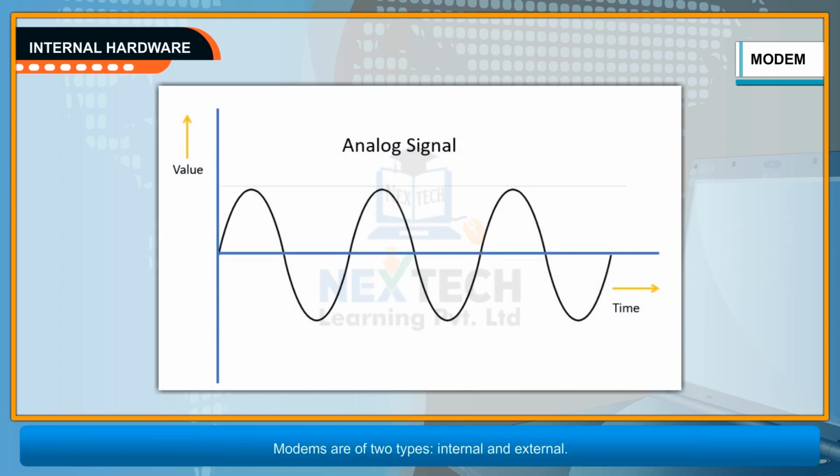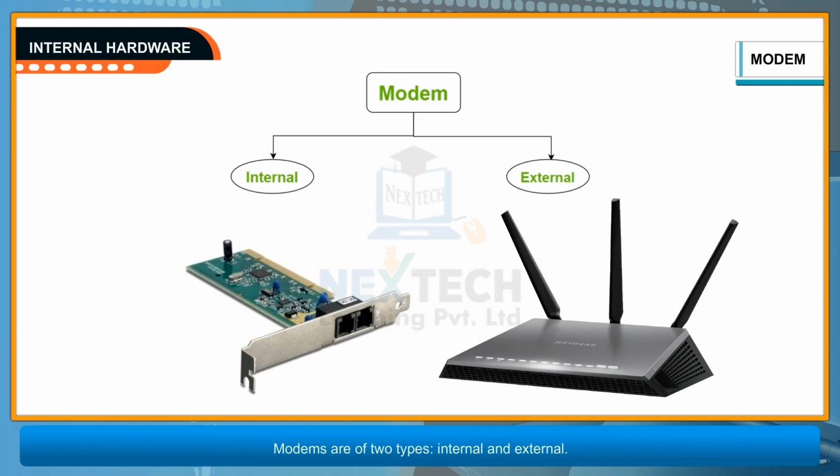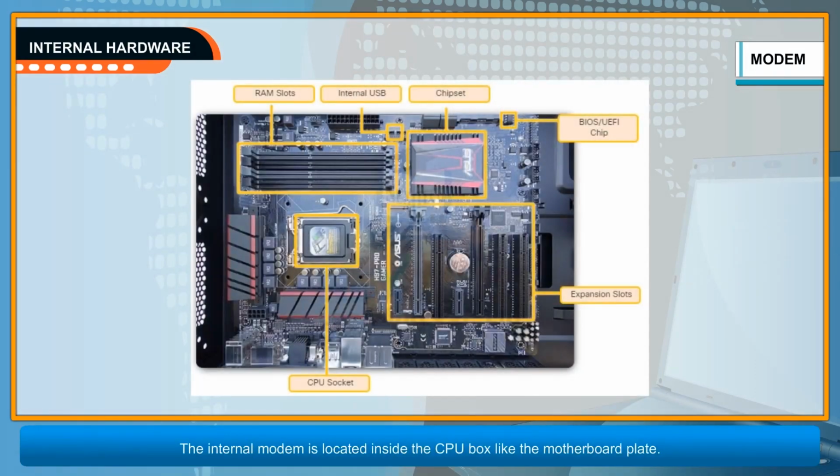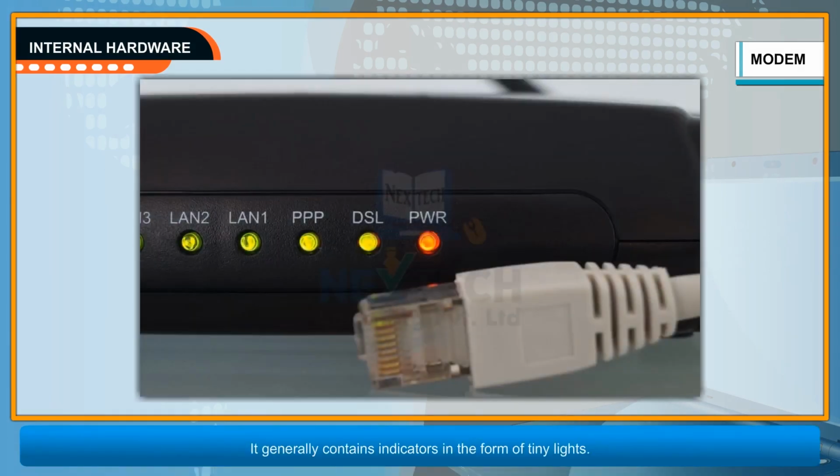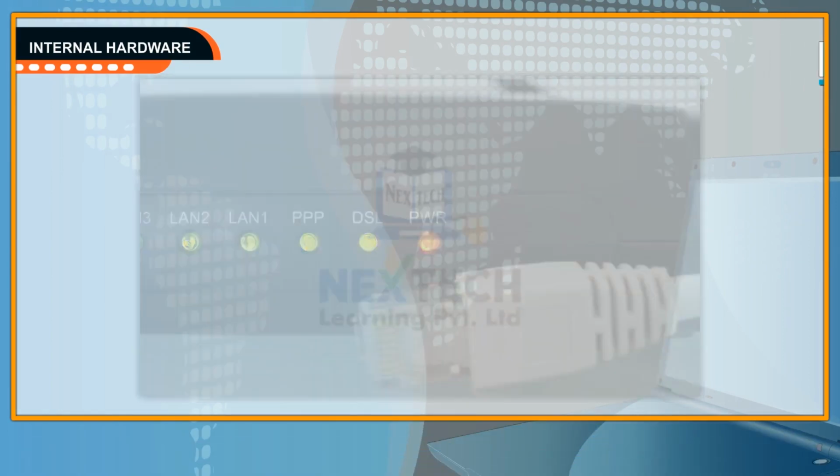Modems are of two types, internal and external. The internal modem is located inside the CPU box like the motherboard plate. On the other hand, the external modem is a separate device that you can connect to the computer with the help of a USB port. It generally contains indicators in the form of tiny lights.